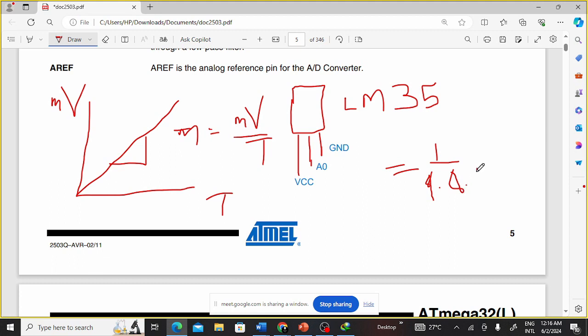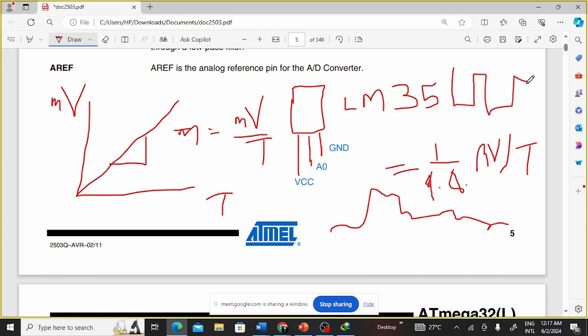So that should be millivolts divided by temperature. Now basically, an analog signal is that signal that keeps changing in real time. As the temperature is changing, the signal is also changing like that, in millivolts. But digital signals are the ones that are just high or low.